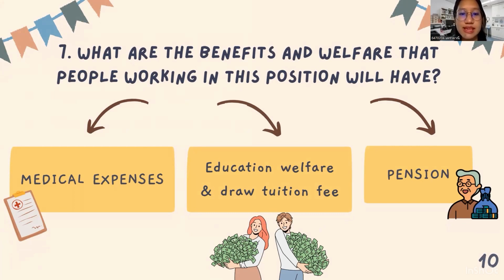The second is education welfare for your child, and you can draw tuition fees for your child. And you also get the pension, which means a regular payment made during a person's retirement from an investment fund to which that person or their employer has contributed during their working life too.